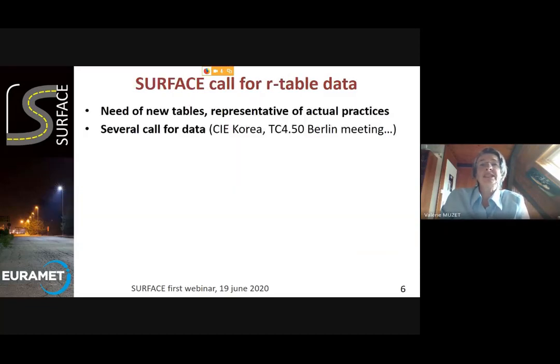So this is why, during our Surface project, we did a call for R table data. We need new tables. We need tables representative of actual practices, for the Surface project but also for the community, for TC 4-50, which is the group focused on road photometry. So we did several calls for data in Korea, in Berlin, in Washington, and I will now present the data we have.